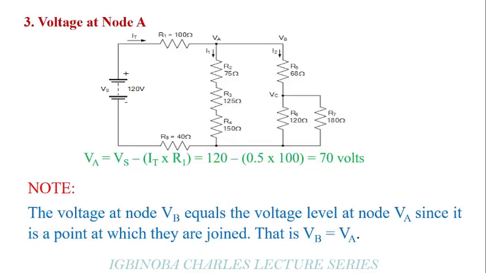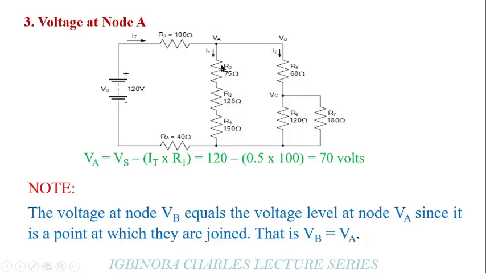Then to calculate the voltage at node A and node B is very easy. The voltage at this point, node A, is simply the supply voltage minus the voltage drop at this point, and the voltage drop at this point equals the current times the resistance. So we take our supply voltage of 120 minus the voltage drop at this point. So the voltage at node A is simply equal to 70 volts.